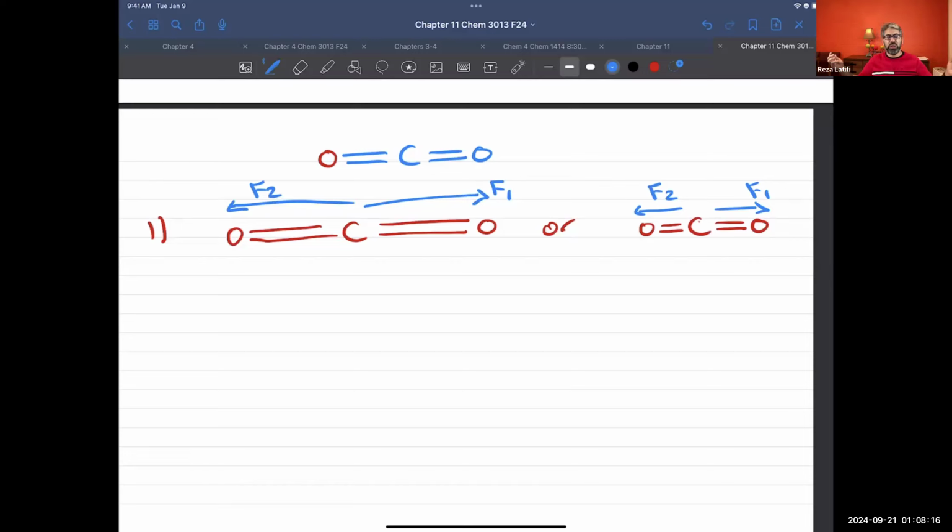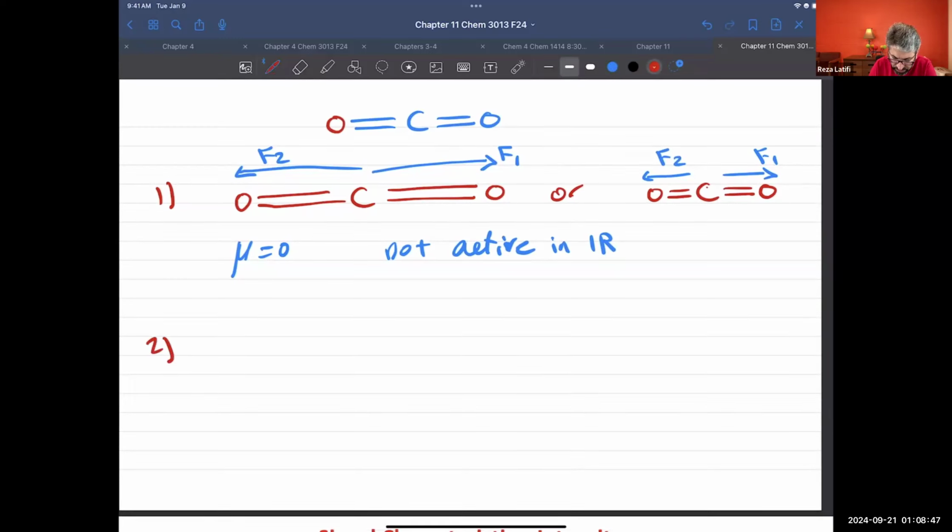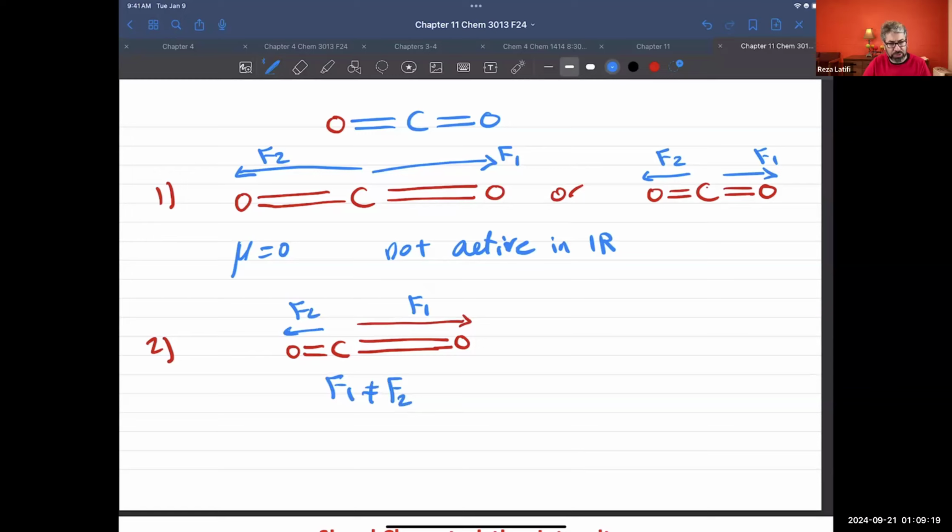Guys, and how about the second case? Let's keep one bond as it is, while we are increasing the length of the second one. That's one way. So this one is going to the right side, and maybe this one is getting shorter. In this case, because the lengths are not identical, F1 is not gonna be equal to F2. They will not be equal, and so that means mu is gonna be bigger than 0.